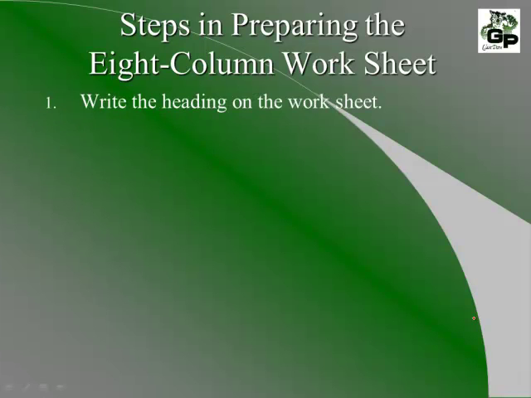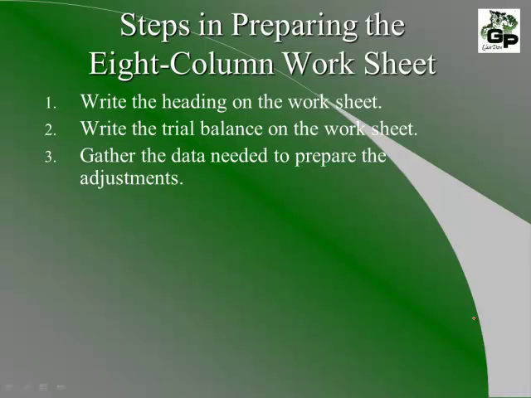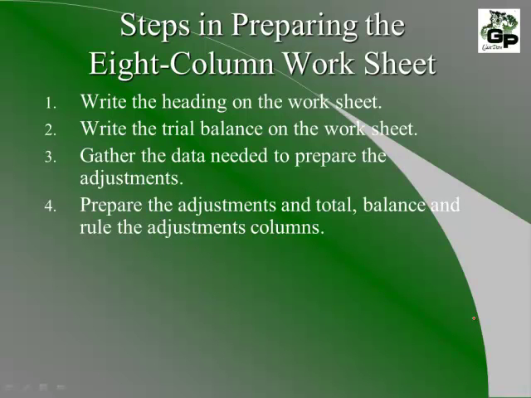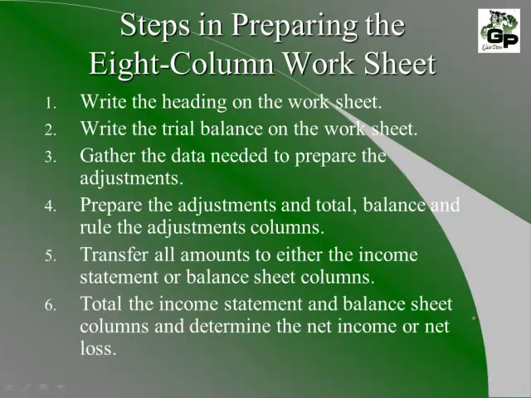First of all, we write the heading on the worksheet. We write the trial balance on the worksheet, all the information from the trial balance. We gather the data needed to prepare the adjustments. We prepare the adjustments, total, balance, and rule the adjustments column. We transfer all the amounts to either the income statement or the balance sheet columns. We total the income statement and balance sheet columns and determine the net income or net loss. We balance both of the income statement and balance sheet columns, and we rule the worksheet.